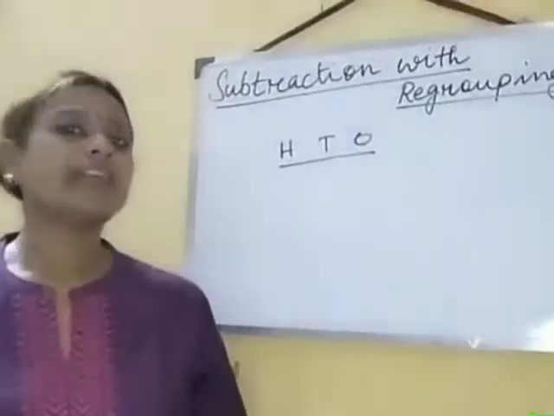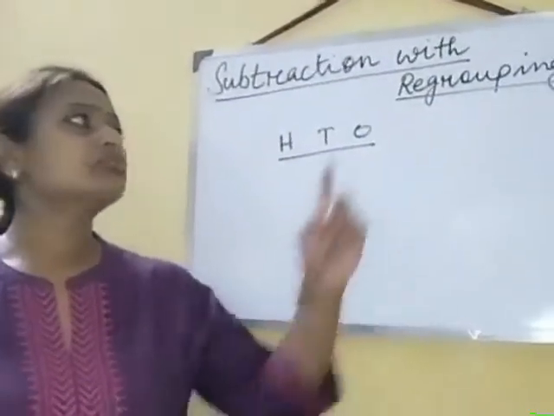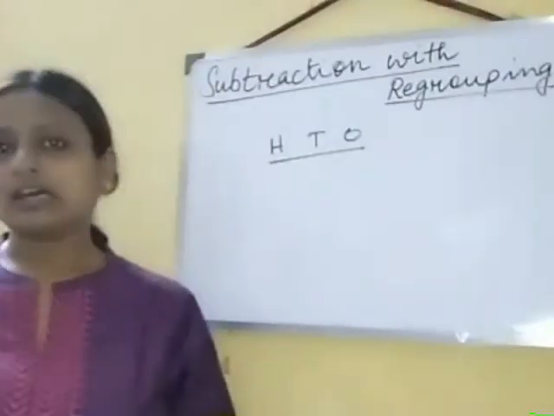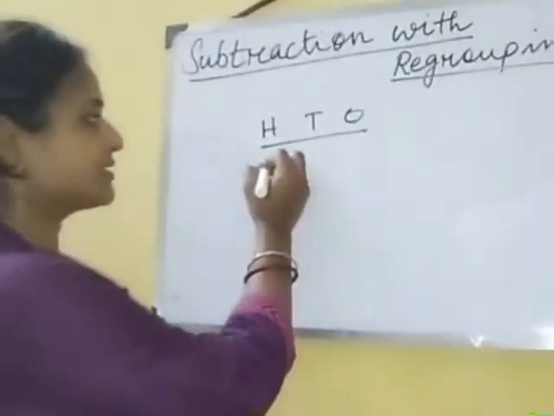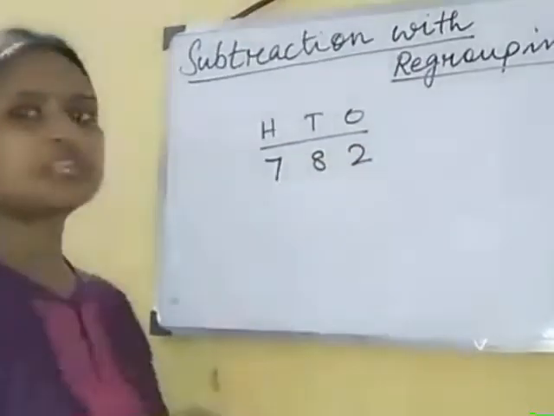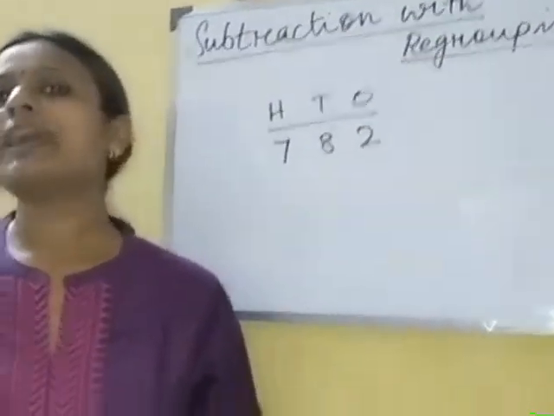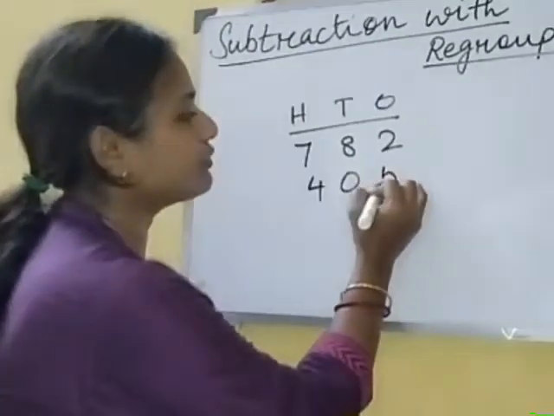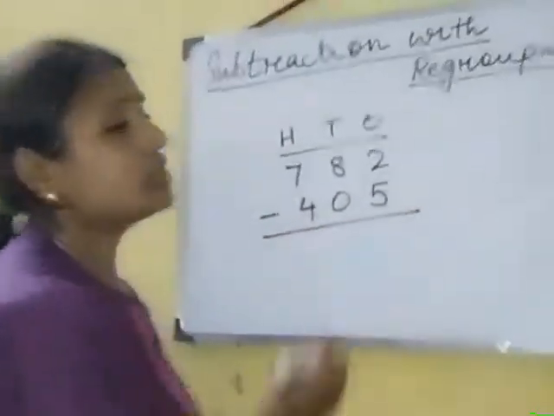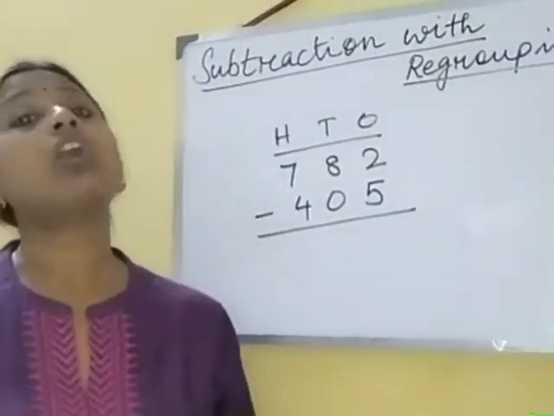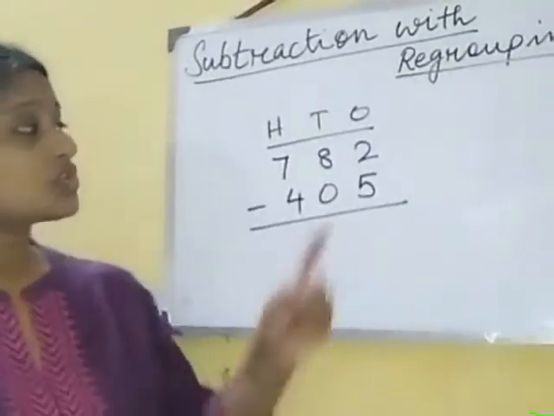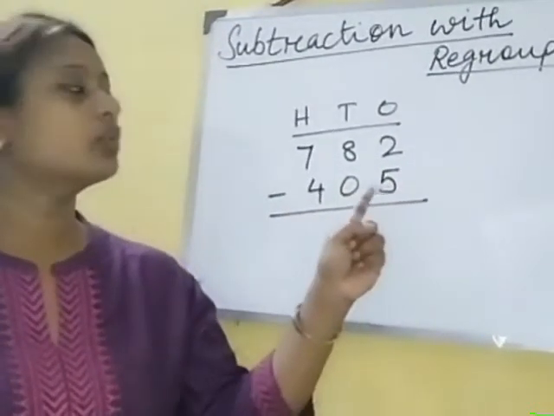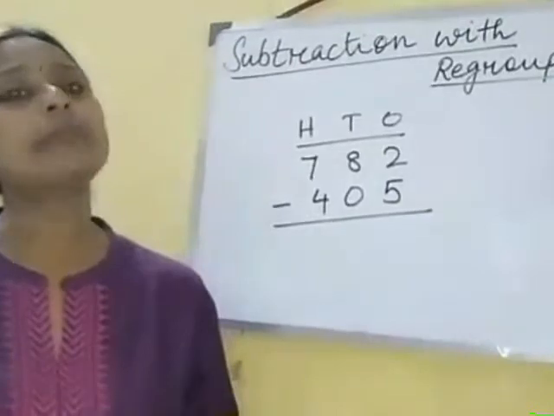Now let us see another example of subtraction with regrouping or borrowing. In a shop, there are 782 sweets, the total number of sweets in a shop. The shopkeeper has sold 405 sweets in all, in a whole day. Now, you will have to find out how many sweets are left. So, how many sweets are left?